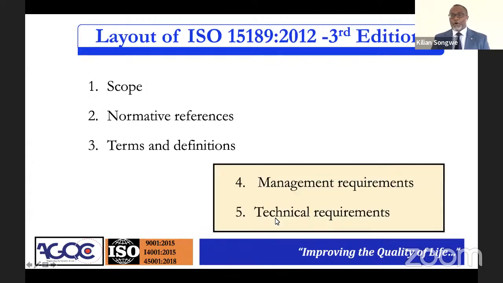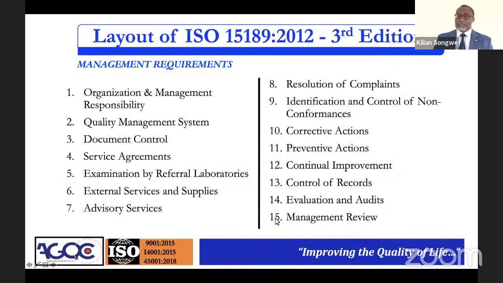But this is what most people know about ISO 15189. They know the management requirements. Most people say there are only two clauses in the third edition because they talk about the management requirement and they talk about the technical requirements, and somehow they just forget that the scope and the normative reference and the terms and definition actually constitute a part of the entire ISO. So in terms of its layout, the management requirements of the third edition has 15 sub-clauses, starting with organization and management and down to advisory services, resolution of complaints, and on to management review. That forms most of what we know as the management requirements.